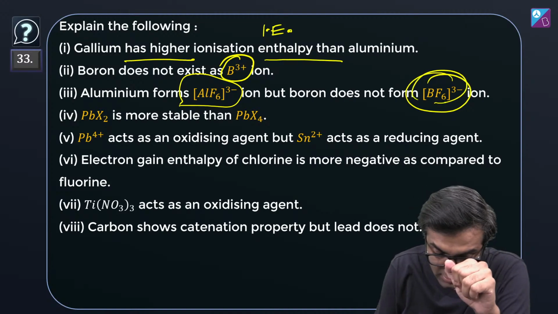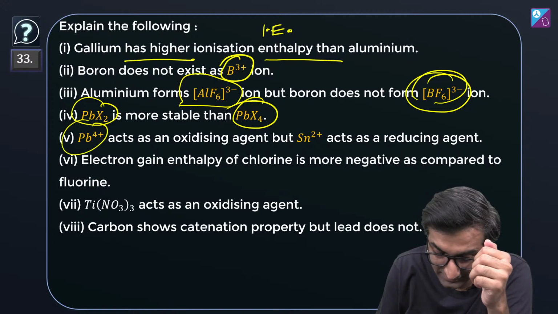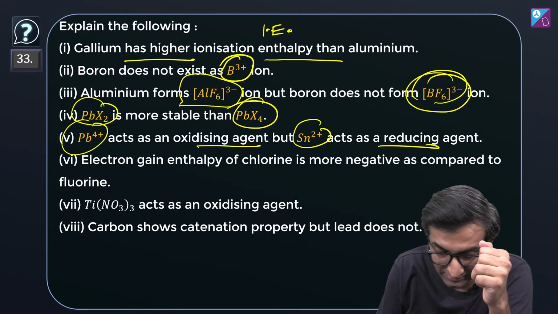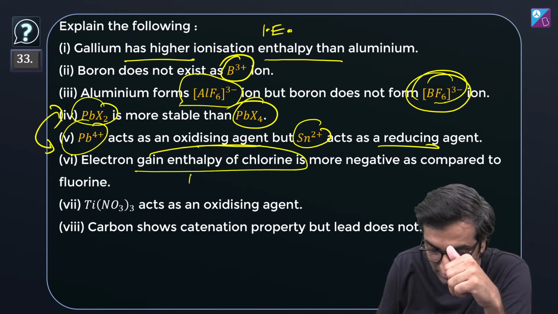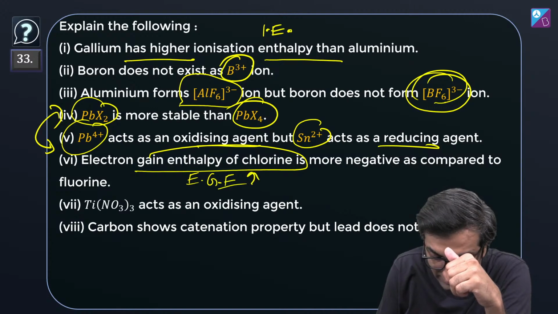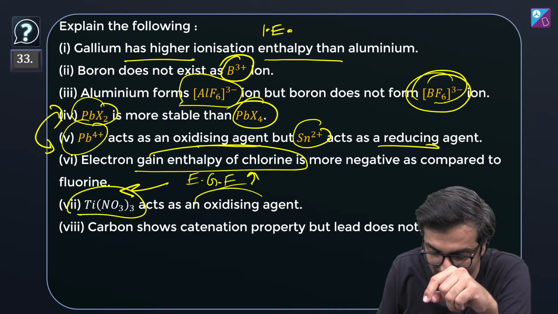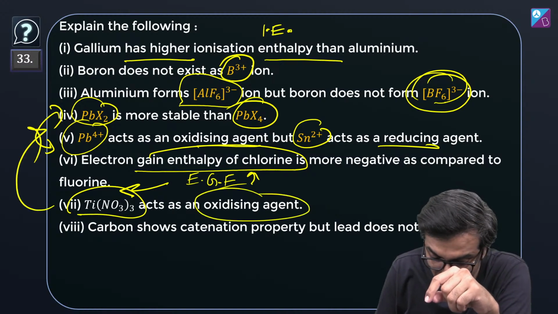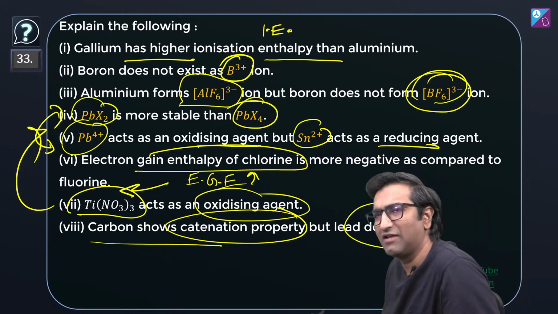ये भी simple है. PbX2 is more stable than PbX4. Okay, done. Pb4 acts as an oxidizing agent, but Sn2 plus acts as a reducing agent. इन दोनों का आंसर सेम है. Electron gain enthalpy of chlorine. अच्छा, ये तो ग्रुप 15 का हो गया. इलेक्ट्रॉन गेन एंथैल्पी ऑफ क्लोरीन इज मोर नेगेटिव एज कंपेयर्ड टू फ्लोरीन. ओके. TlNO3 whole thrice acts as oxidizing agent. Same answer as this. Carbon shows catenation property but lead does not. lead भाई बड़ा सा है, कार्बन छोटा है, खत्म.